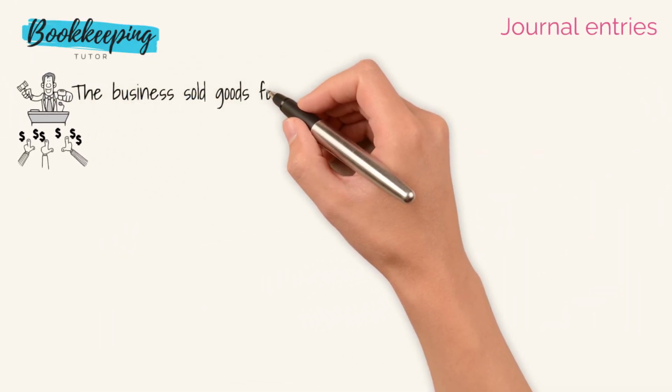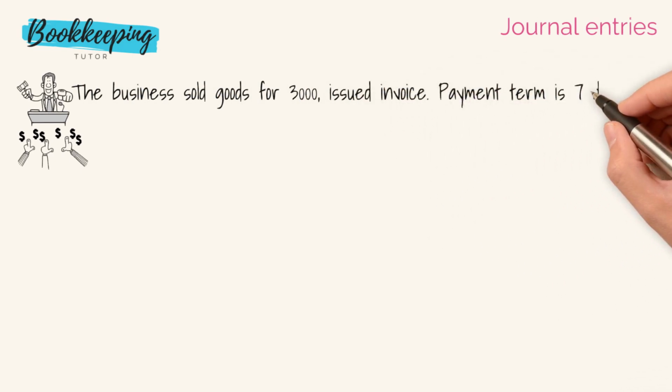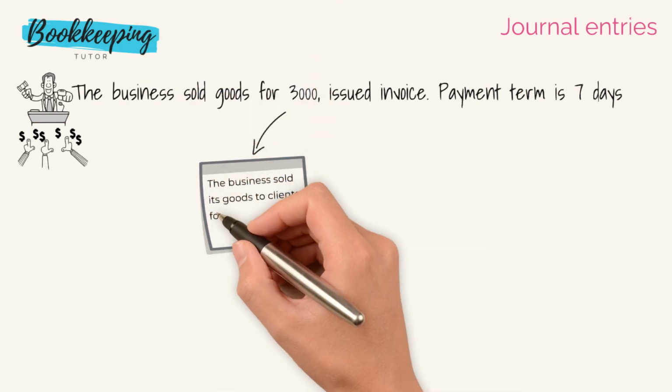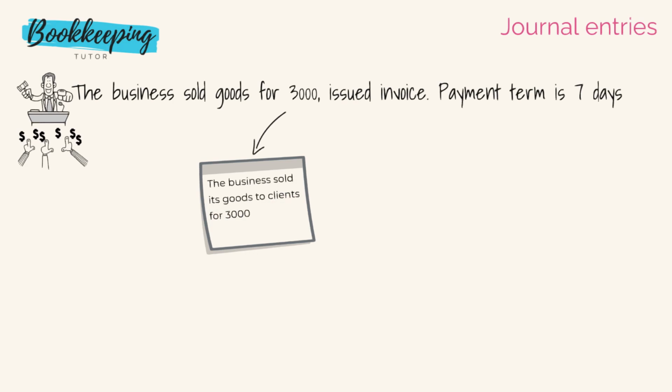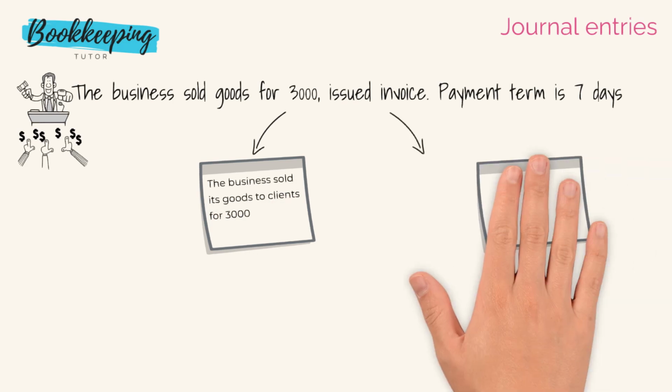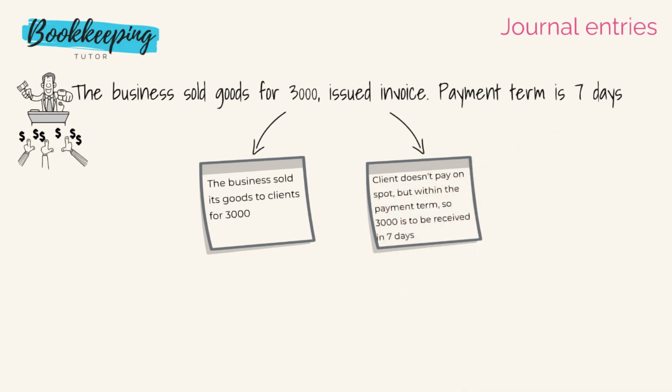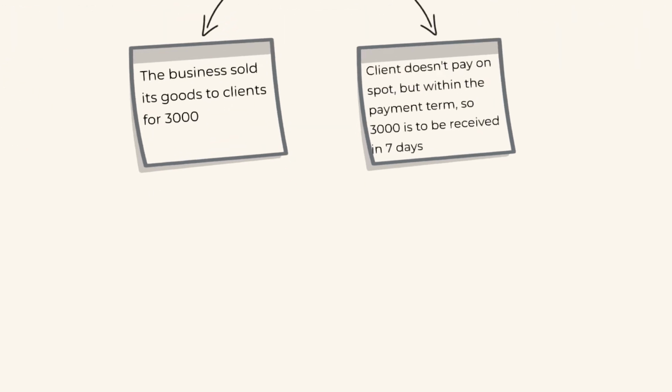So the next transaction is that the business sold some goods for $3,000. They issued an invoice and they set the payment term as 7 days. So the customer needs to pay within 7 days. The business sold $3,000 worth of their products to a client, so their sales increased by $3,000. But their clients got credit and they don't need to pay at once. So at the time of the transaction, the business didn't receive any cash, but they have the right to collect the amount in 7 days.